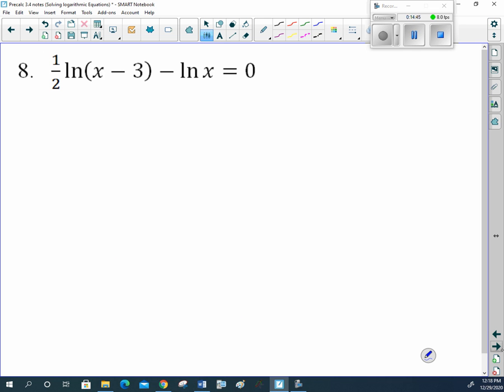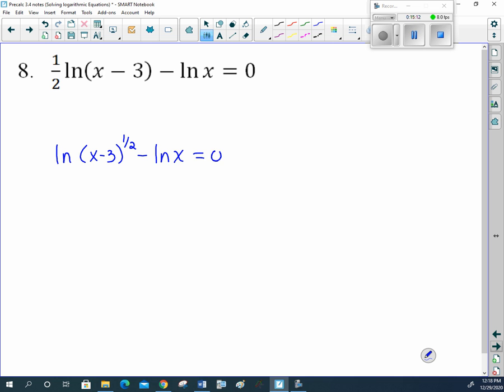This one, once again, remember my statement. We either want to condense this down to 1 logarithm if we can, or 1 logarithm on either side. Since there's 2 logarithms here and they're both on the same side, we could go ahead and condense them down into 1 logarithm. So let's do that. The 1/2 is going to be the power, so this is going to be natural log of x minus 3 raised to the 1/2 power, and then minus the natural log of x.